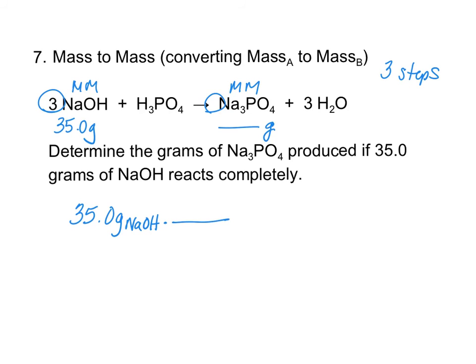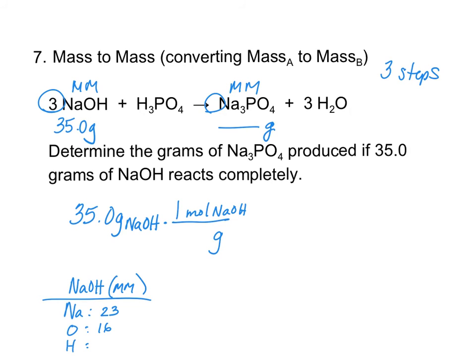So first we're at grams. What do we do next? If we're at grams, we convert to moles. So 1 mole of sodium hydroxide, we need to figure out what is the molar mass. Okay, so sodium is 23, oxygen is 16, hydrogen is 1. So I got all of that information off my periodic table. I add it together, and that's 40 grams per mole. So there's my 40 grams.